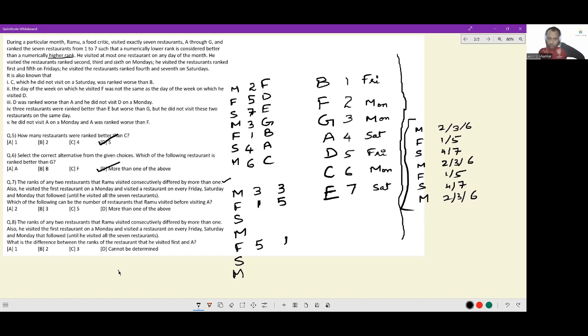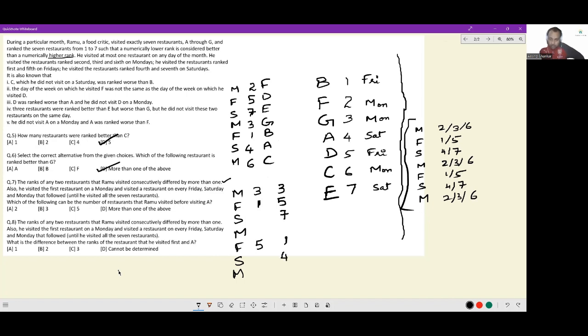Now for the first column again, between 4 and 7, identifying will be a problem. We don't know what would come in 4 or 7. But for the second one, we can perhaps complete it. We know after 3, 5, 4 cannot come. So this would have to be 7, and this would have to be 4.